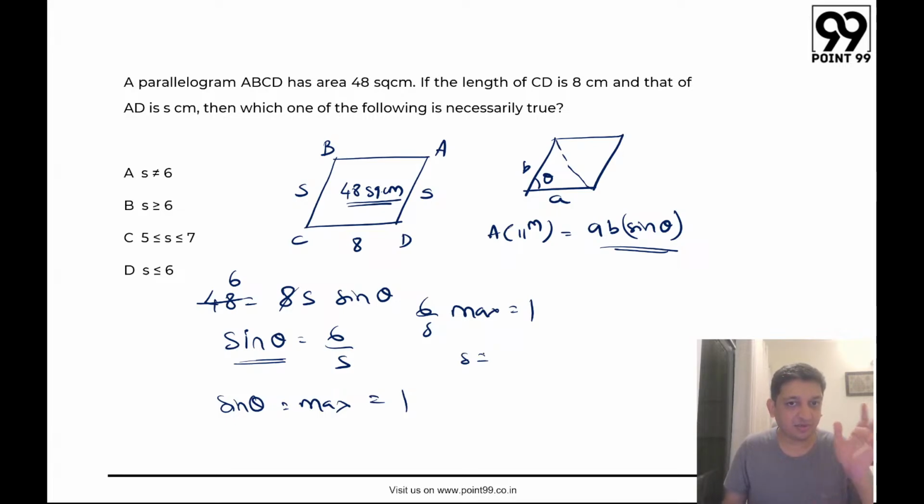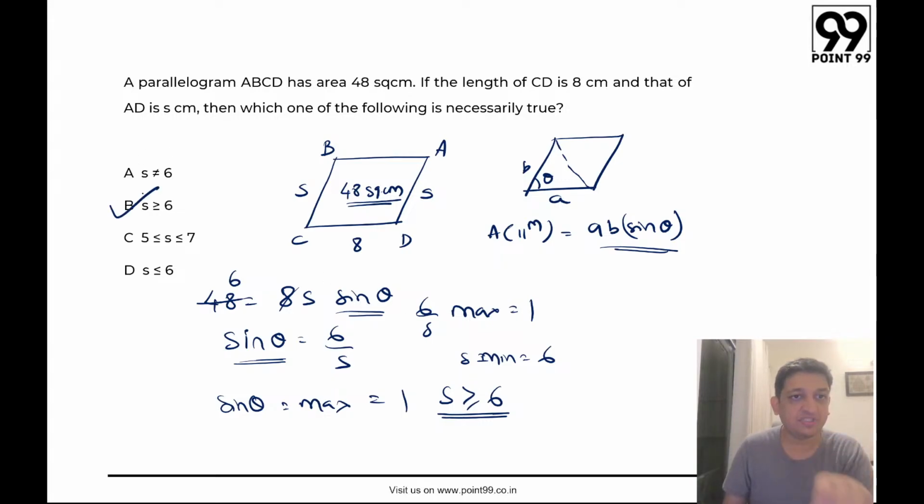If I need 8 into S into sin theta to be 48, sin theta can maximum be equal to 1. So what can we say about S in that particular context? That is basically going to be your answer, right? In this particular context, if sin theta is maximum then S will be minimized. So we can say that the minimum value of S is equal to 6. So S will always be greater than or equal to 6, and that's why the correct option here is option B, S greater than or equal to 6.